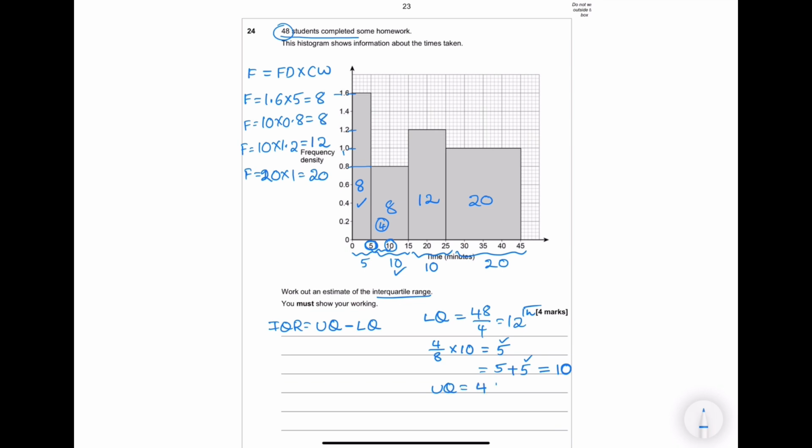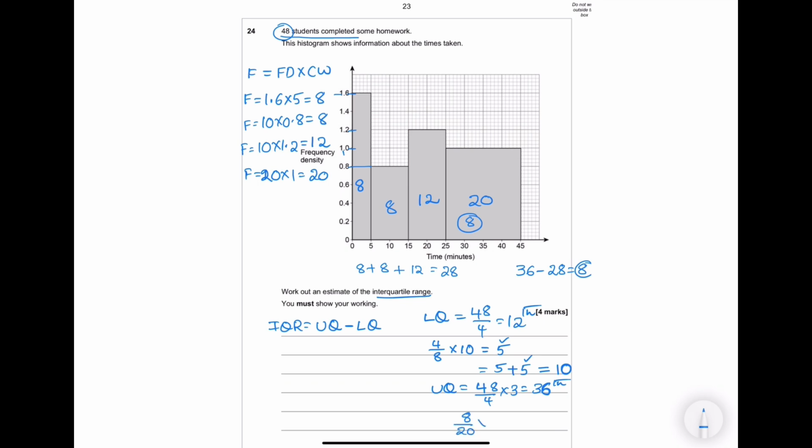And let's find the upper quartile. The total number is 48, and 48 divided by 4 times 3 quarters. So the 36th one. So we need to find the 36th one. Now 8 plus 8 plus 12 is 28, and we need 36 minus 28. That's why 36 minus 28. We need 8 more in the next bar.